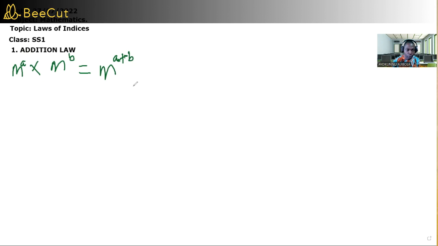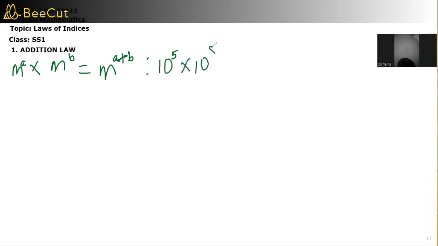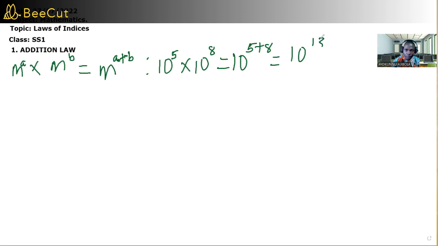Can you read what you have on the screen? Yes, sir. Yes, read it, let me hear. M raised to power A times M raised to power B is equals to M raised to power A plus B. Okay, now that's very good. So, example is if you have 10 raised to power 5 times 10 raised to power 8, the answer will be 10 raised to power 5 plus 8. And that is going to give me 10 raised to power 13.